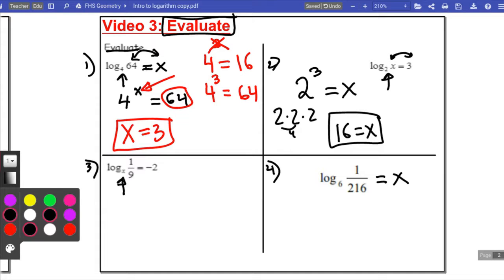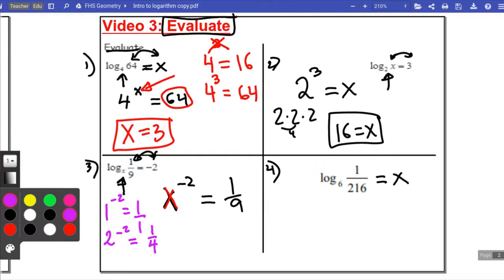The base is x, so x, swap these, x to the -2 equals 1/9. So the question is this. It looks like they're looking for the base. What x value, if you raise it to -2, would give you 1/9? I mean, you can use Desmos, just plug in some random stuff right there. Let's start with 1, for example. If I do 1 raised to -2, that would give me 1/1. If I take 2 raised to -2, that would give me 1/4.